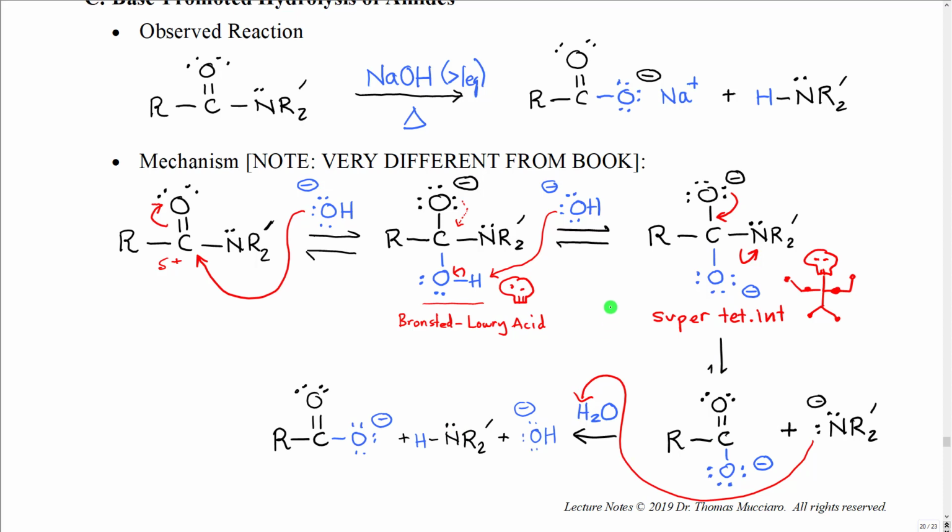It should also be pointed out that we need at least one equivalent of hydroxide because we use one hydroxide for our first addition, we use a second hydroxide for our deprotonation, and actually at the end we make one hydroxide back, but we're still short the second one. We don't make the second one back.